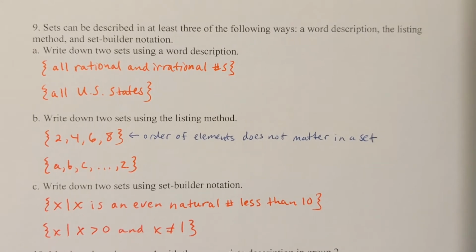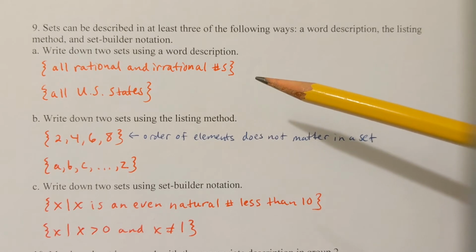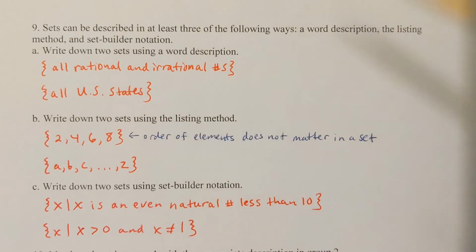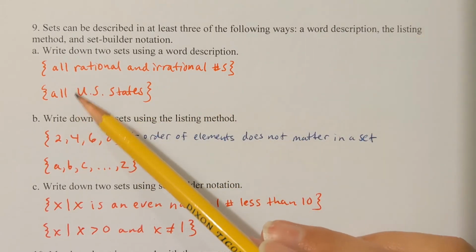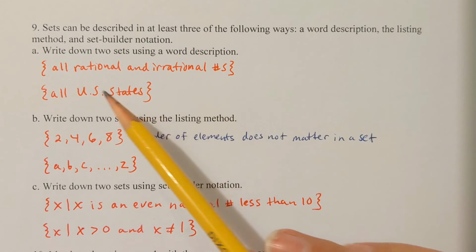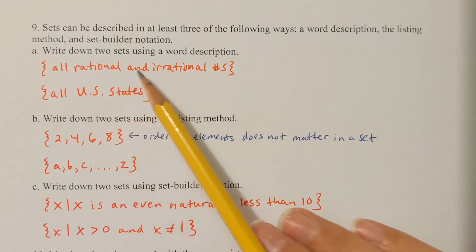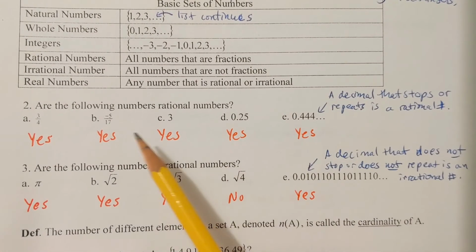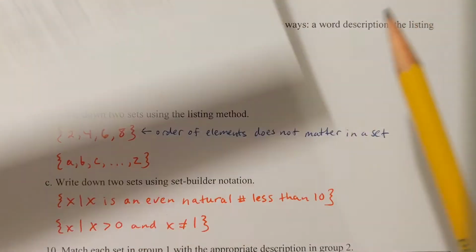Problem 9. So sets can be described in at least 3 of the following ways: a word description, the listing method, and using set builder notation. I'll show you an example of each one. So part A, write down 2 sets using a word description. Word description, of course, is where I have the set brackets, and I just write out in words what I'm talking about. So when I say the set of all rational and irrational numbers, well, that's one way to describe the set of real numbers, right? Which I've already got written there.